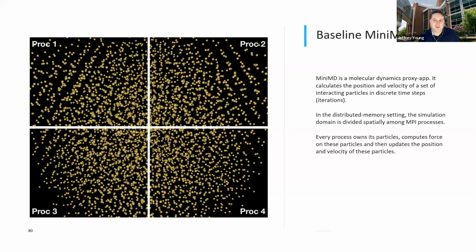But in the distributed setting, you have to take all these particles and divide them amongst MPI processes. And each process has its own data structures and buffers for its own particles, and it can compute all the values for those. But then it has to also update the position of not only the pieces that it has, but it has to communicate that to other processors.